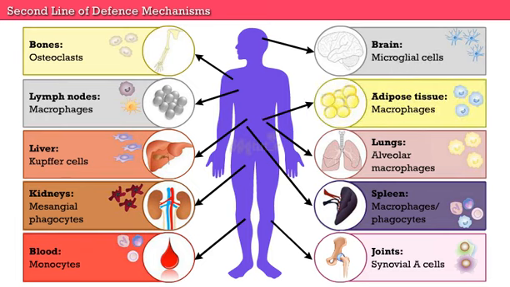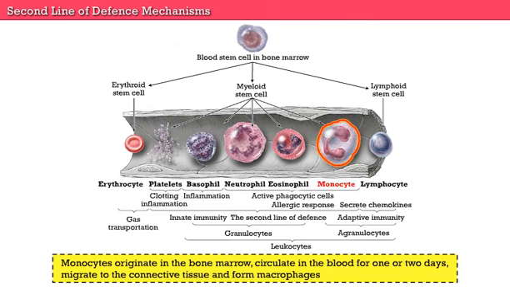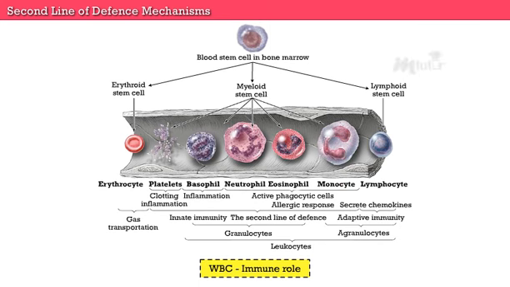These cells engulf the microbes and other agents through phagocytosis and kill them. Monocytes originate in the bone marrow, circulate in the blood for 1 or 2 days, migrate to the connective tissue, and form macrophages. WBC is responsible for the immune role.